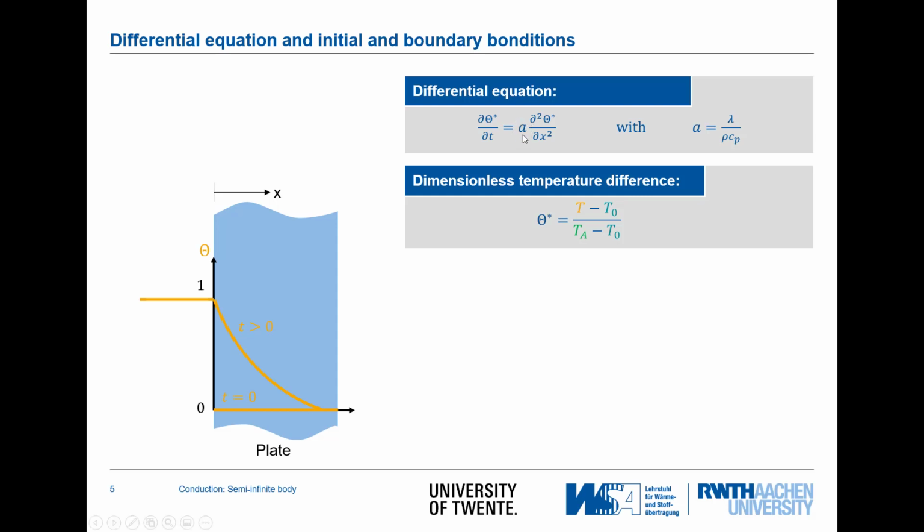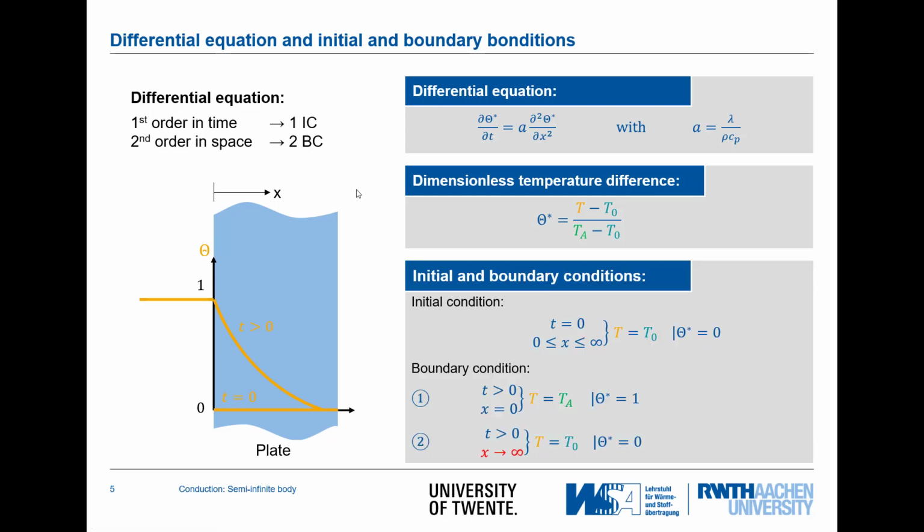The influencing parameter here is the a, and that's the thermal diffusivity, which is equal to the thermal conductivity divided by the density and the heat capacity. Now, looking at the differential equation, we see that it is second order in space and first order in time, which means that we need one initial condition and two boundary conditions to solve this problem.